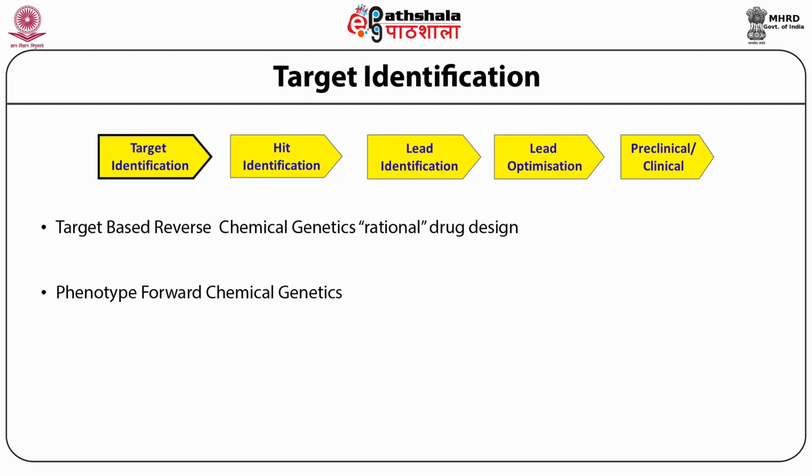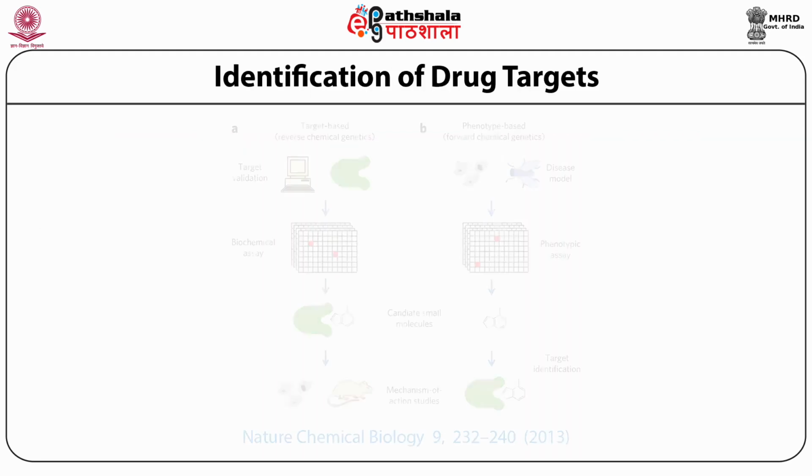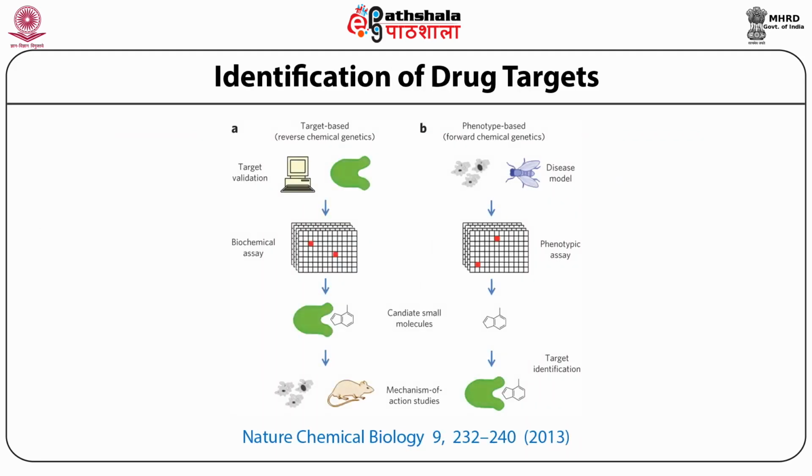For drug development, there are two major classes of strategies that are used: target-based reverse chemical genetics, or rational drug design, and phenotype-based forward chemical genetics. The difference between these two approaches.